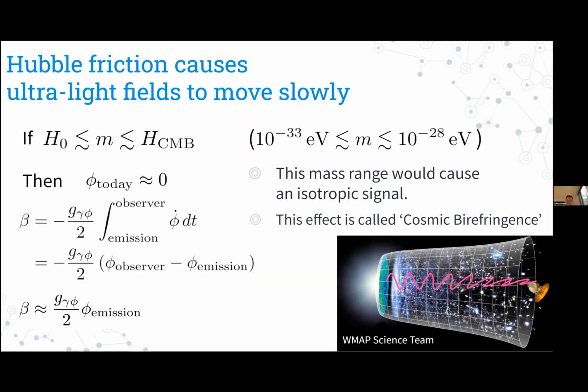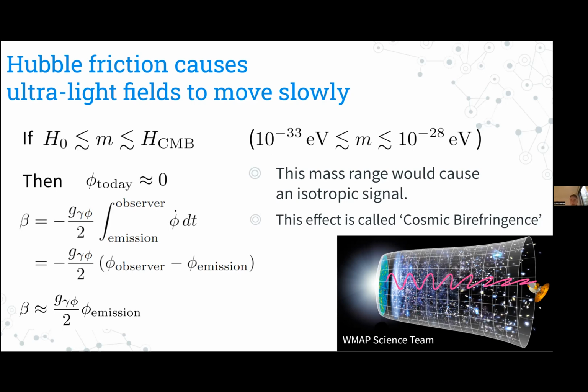And just to talk a bit about what kind of particles we could detect this way. We know that Hubble friction causes ultralight fields to move very slowly. So if you have an axion-like field that has a mass between the Hubble constant today and the Hubble constant of the CMB, then you would expect the value of the field when emitted to be non-zero, but today it would be 0, and so there will be a non-zero delta phi. The beta you would then measure today, how much the polarization rotates, would be proportional to the emission value of that field. So if you had such an ultralight axion-like field in this mass range, you would expect to see an isotropic signal: linear polarization of light from all parts of the sky will be rotated by the same amount.